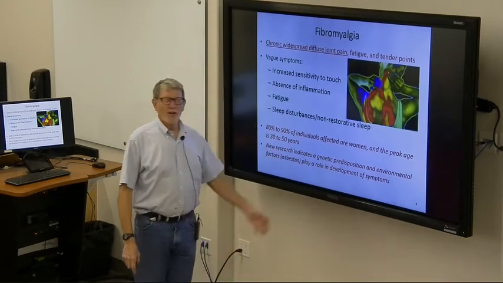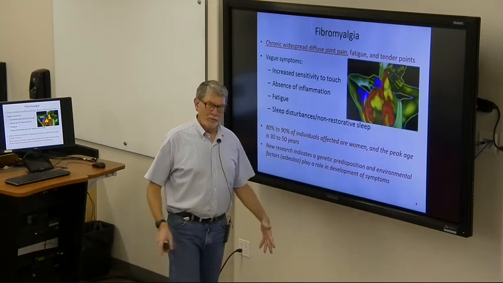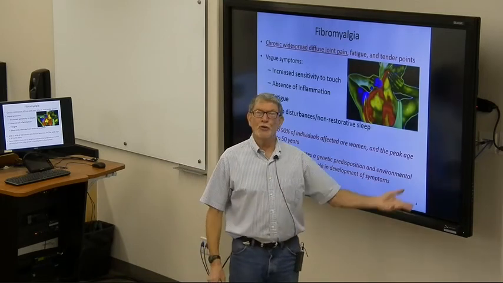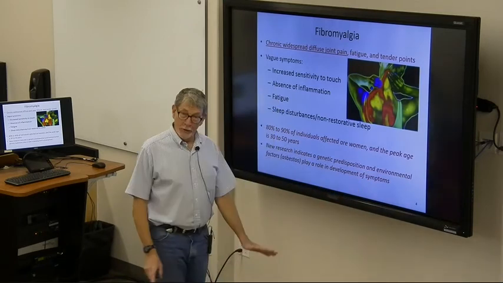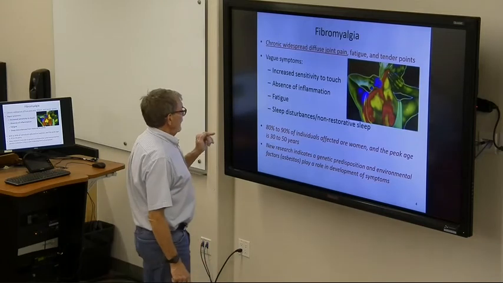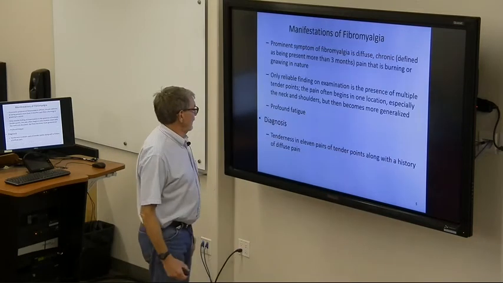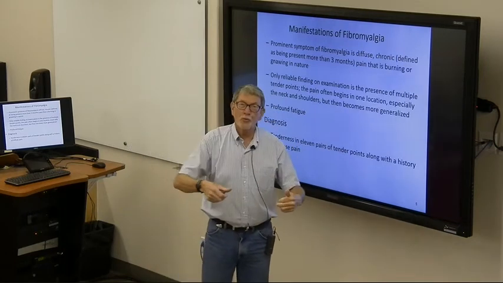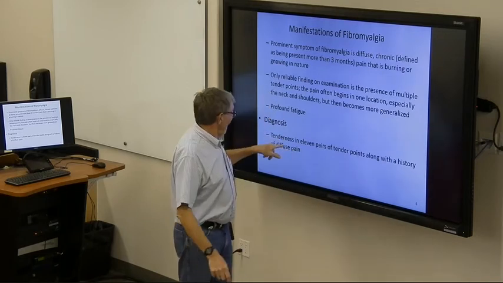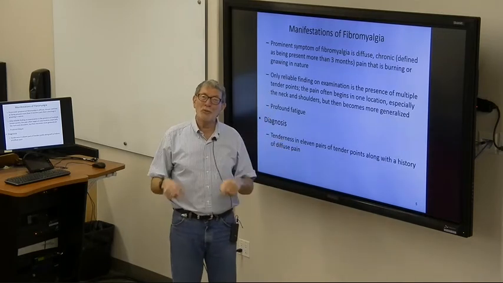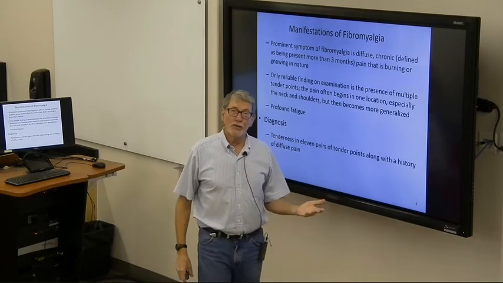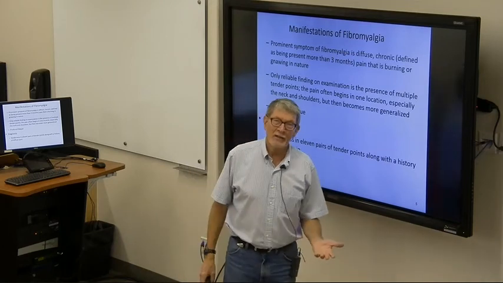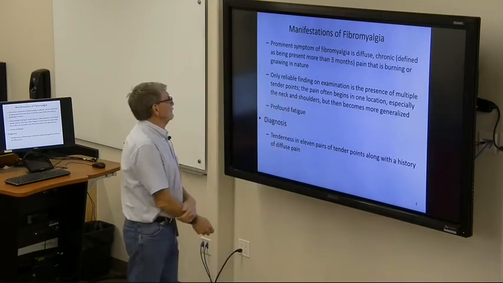partly because they tend to think that about women anyway: oh goodness, if it's a man, he really pulled a muscle, but if it's a woman, she must be just imagining it. But it's real, and the way you determine it is you have to find certain places where it tends to manifest. If you find it in 11 pairs of tender points, then you actually diagnose it as fibromyalgia. If it's just in the upper shoulders, it's probably tension related. It's not exactly fibromyalgia.